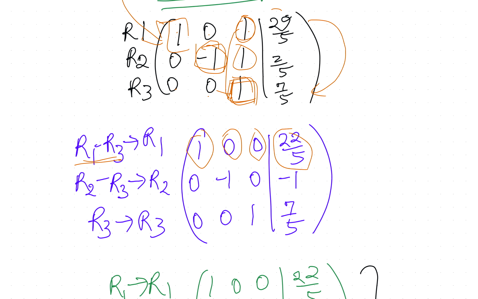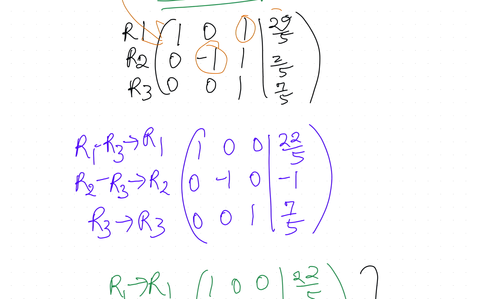And then for the second row, what do we do? The second row needs to be 0 also. This also needs to be 0. What do we do now? We just say the old row 2 minus the old row 3. So 0 minus 0, we have 0 here, -1 minus 0, that's -1. Then 1 minus 1, that is 0 here.